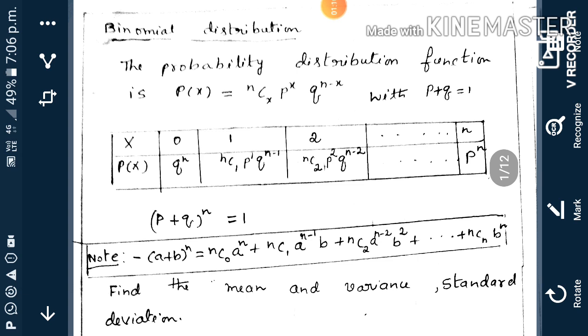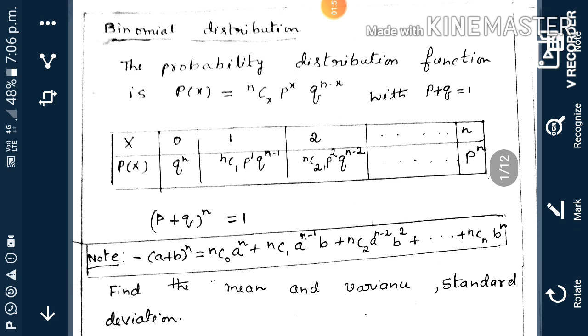In the same way, we can write (a plus b) to the power n minus 1 as n minus 1 C0 a to the power n minus 1 plus n minus 1 C1 a to the power n minus 2 b plus n minus 1 C2 a to the power n minus 3 b square plus etc. The last term is n minus 1 C n minus 1 b to the power n minus 1. So that is (a plus b) to the power n minus 1. So we can use the formula for (a plus b) to the power n, (a plus b) to the power n minus 1, etc.